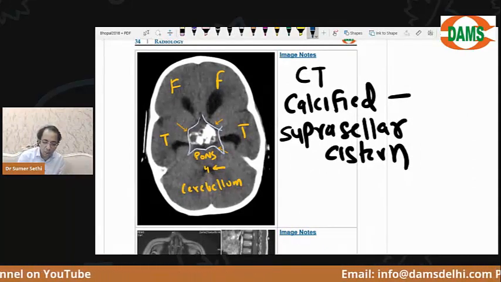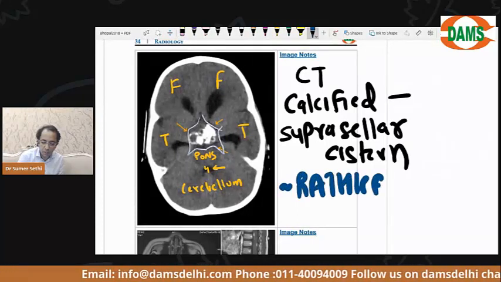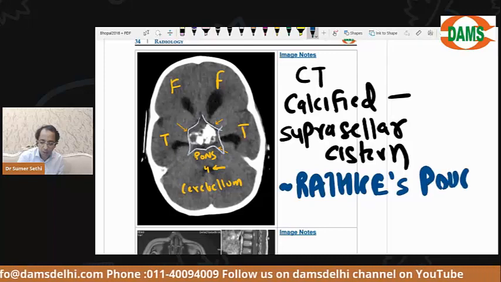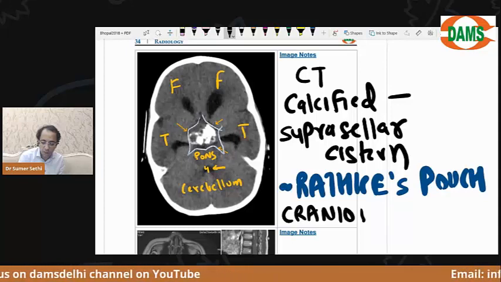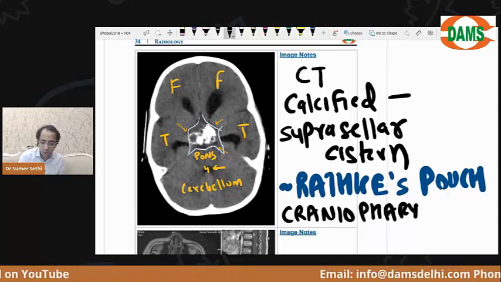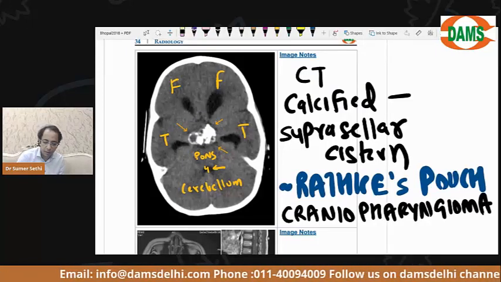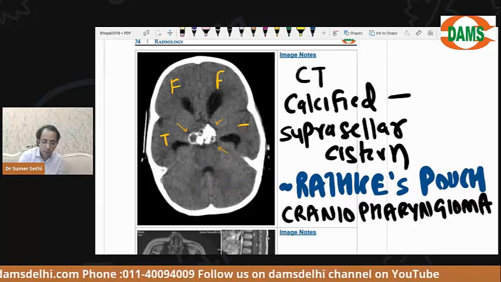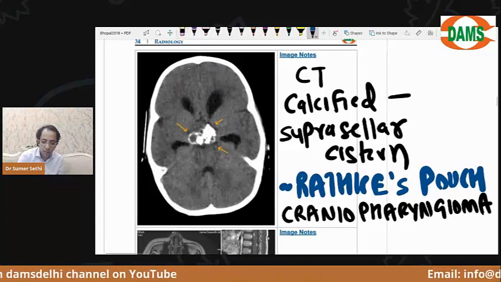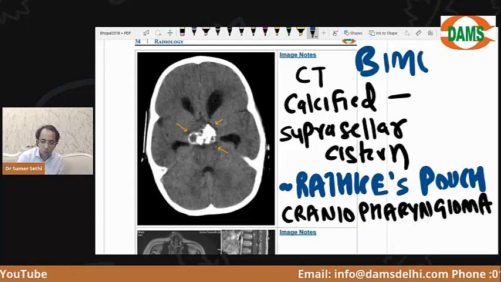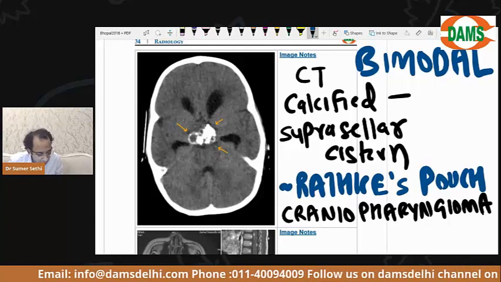And if embryologically you have a mistake and you have a Rathke's pouch remnant in the infundibulum, which grows into a tumor, what is this tumor called as? Craniopharyngioma. Clear? Calcified tumor in the suprasellar cistern called as craniopharyngioma. Do you see it in adults or children? Both. It is a bimodal tumor. Predominantly seen in children, but can also be seen in adults.